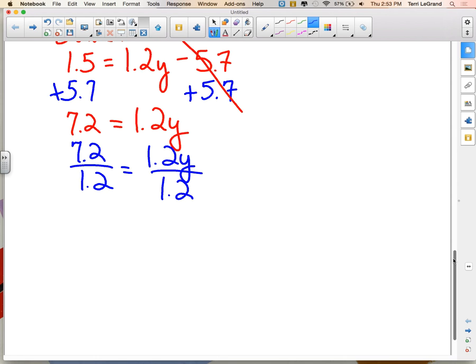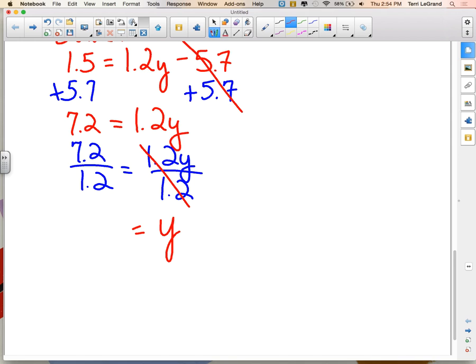Anybody have an answer yet? Y equals... tricky one? Should we have a calculator? Did you all get to the point that I did right here, where you've added 5 7/10 to both sides? You have a 7 2/10 now equal to a 1 2/10 y. And then you have to divide both sides by 1 2/10. Yeah? Okay, and then these guys cancel, so we have our y alone.